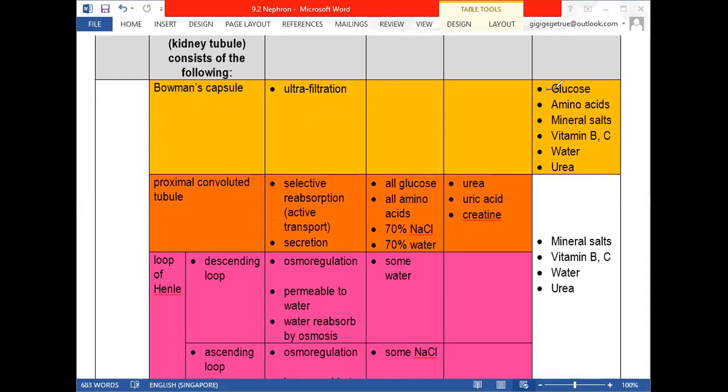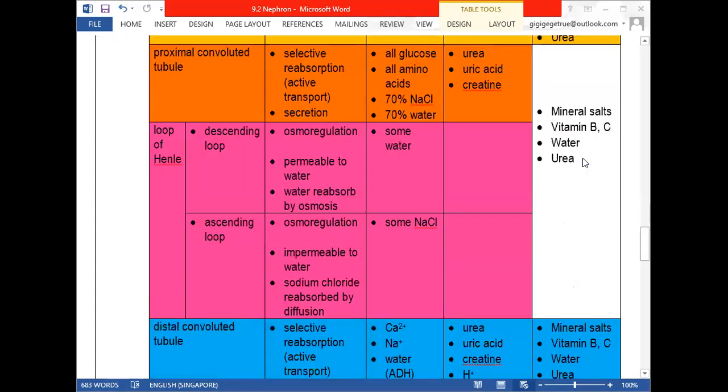No more glucose already. Amino acid, no more amino acid already reabsorbed. So there are still some mineral salts left, some vitamin B, most of the vitamin B, water, and okay. So after that, let's take a look at the loop of Henle.